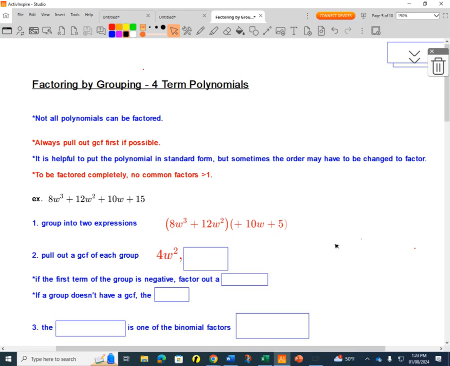What's the greatest common factor of 10w plus 5? What's the greatest common factor of 10 and 5? 5. Yes. There's not a w in both terms, so the greatest common factor of those two terms is just 5.